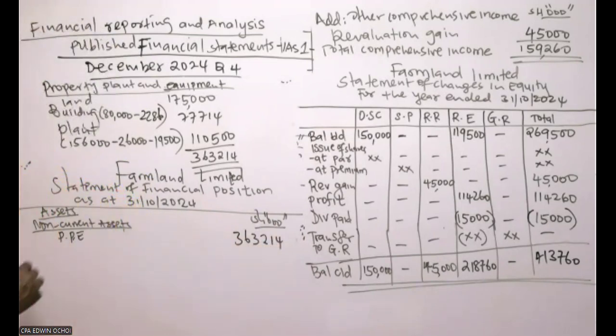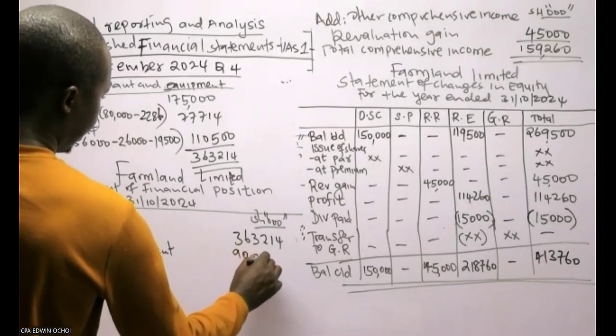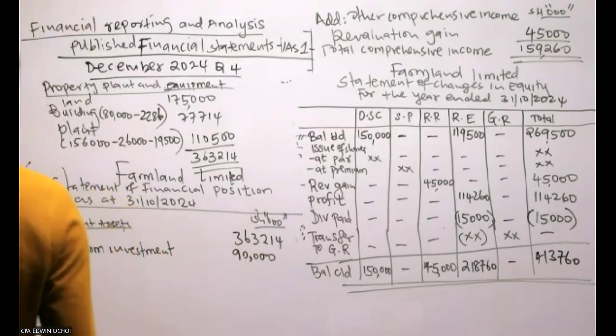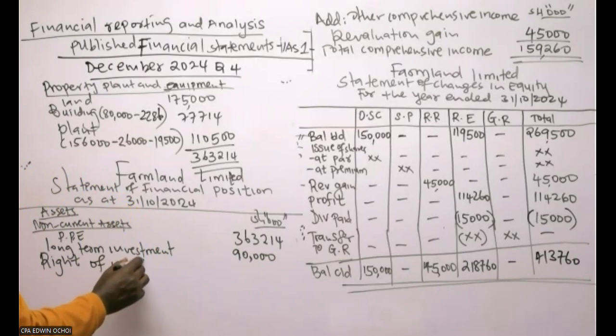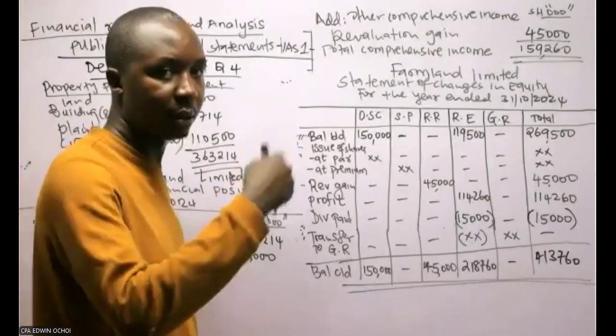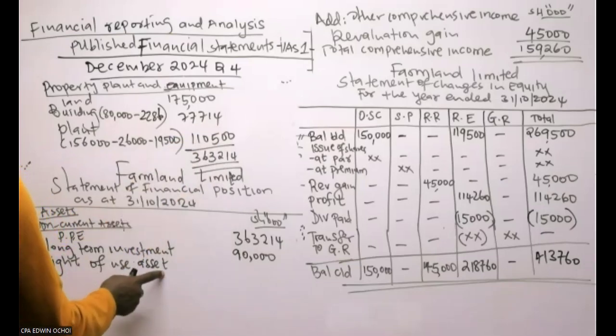Then from the trial balance, there is a last item, long-term investments. That was 90,000. Then there was the right of use under the lease. Remember, for the lease, you were given the right to use the relevant asset. So that is an intangible asset, which we include here.